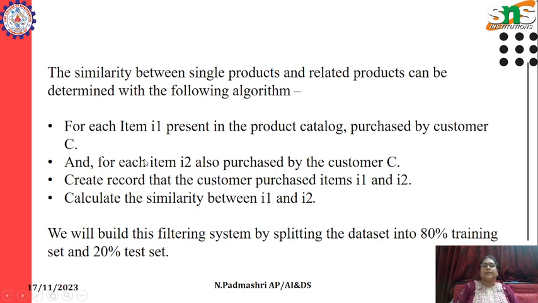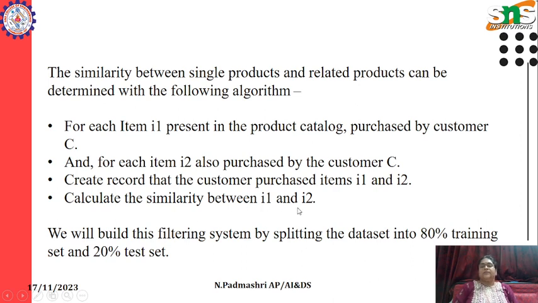So for each item I1 present in the product catalog purchased by any customer C, for each item I2 also purchased by the customer C, create a record that the customer purchased the item I1 as well as I2. So we are going to compare the items I1 and I2, and find out what is the similarity between these two products, and we are going to come out with the result of that. So calculate the similarity between I1 and I2.